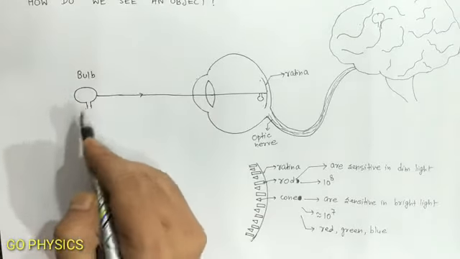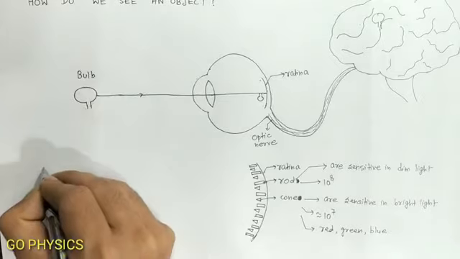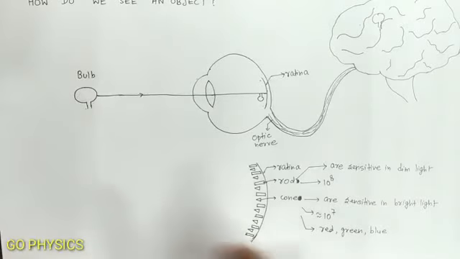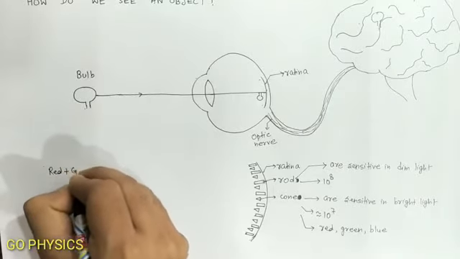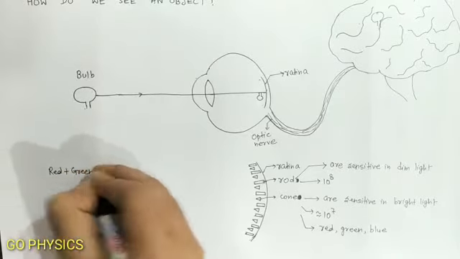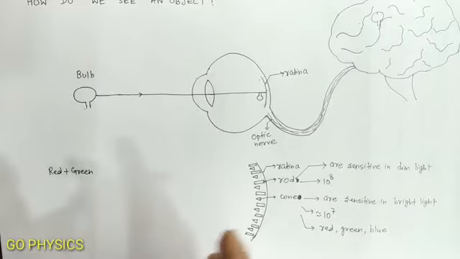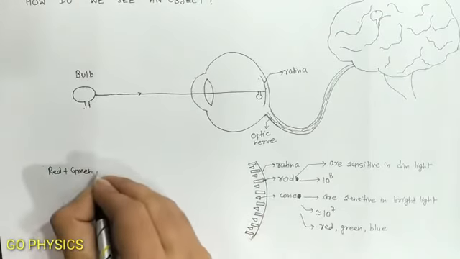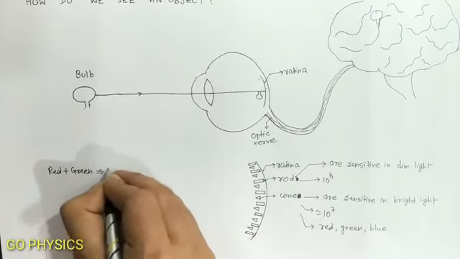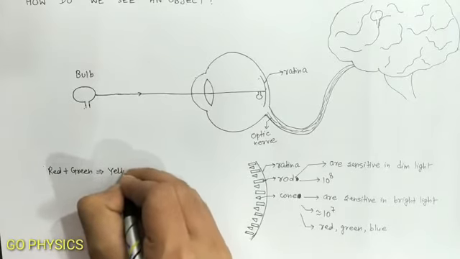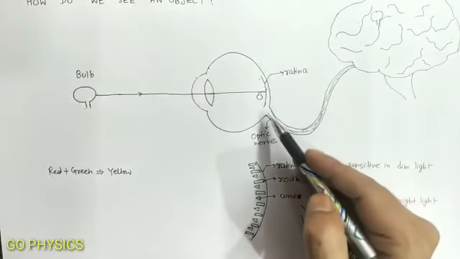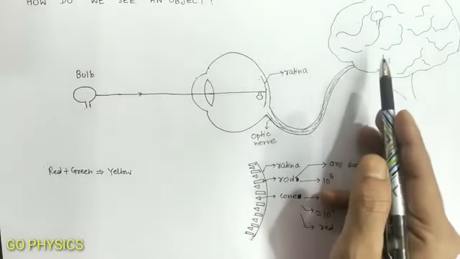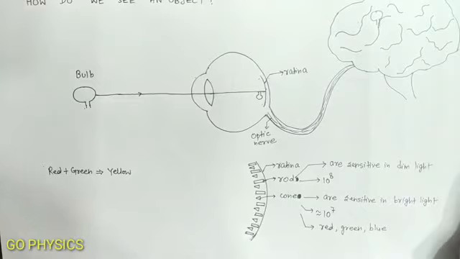If the color of the bulb is yellow, then what happens? Red cones and green cones will add up in certain quantity and produce yellow color, which is then transmitted to the brain through the optical nerves in the form of an optical signal.